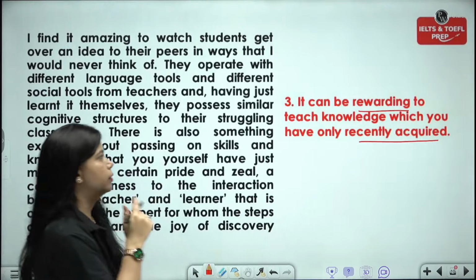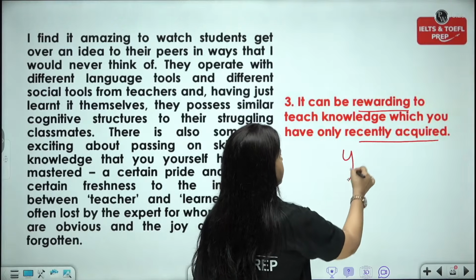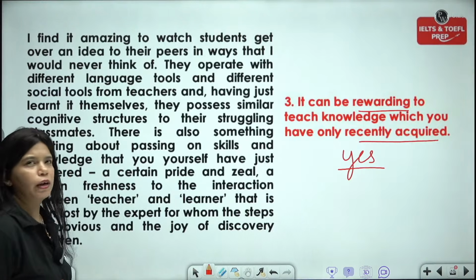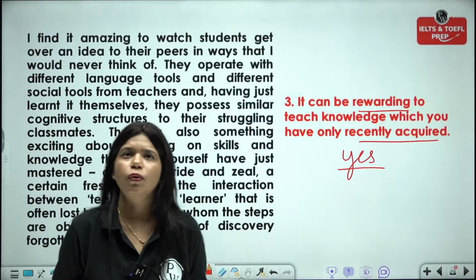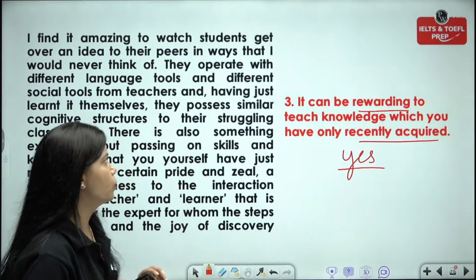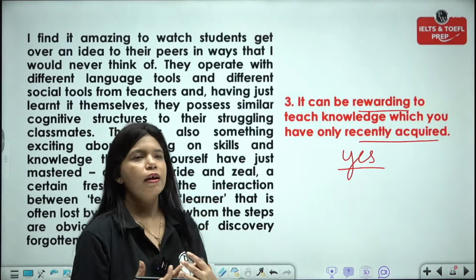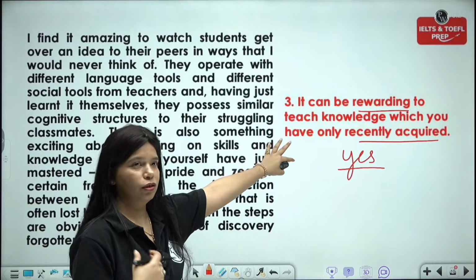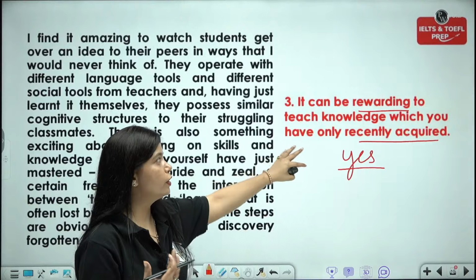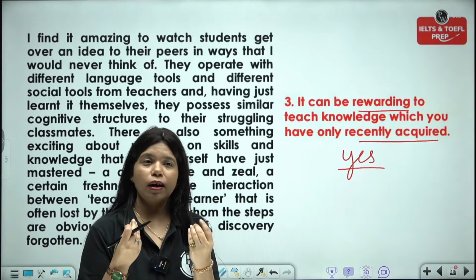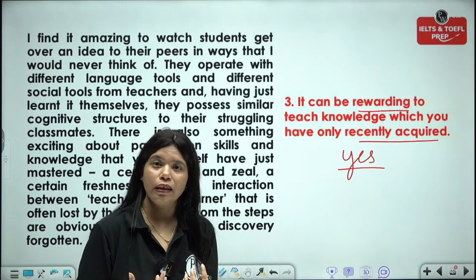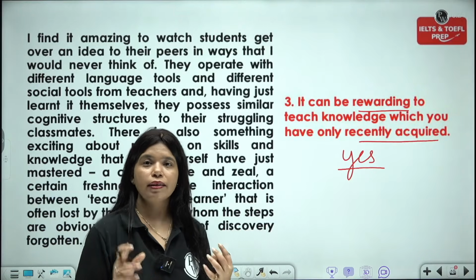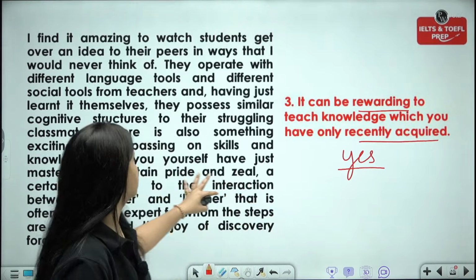This is yes. The answer is yes here. Okay, let's understand why this is yes. I believe the last part would have confused you. That is why you have posted no. But that's okay. Let's quickly understand. So the question says it can be rewarding. That means it can be exciting. It can be wonderful to teach others about that knowledge which you have recently acquired. The kind of knowledge that you have just recently learned and now you are teaching it to others, that sort of thing is exciting. The same thing is written here in the passage.